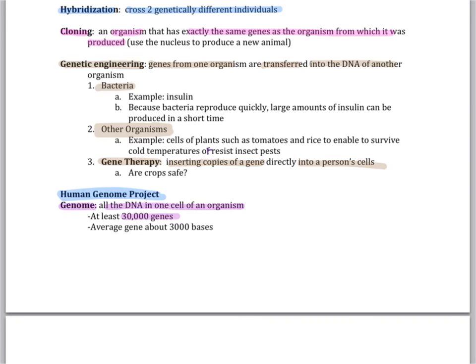Finally, a further area for research that you will have is the opportunity to examine the Human Genome Project. The genome refers to all of the DNA in one cell of an organism. The Human Genome Project has identified that there are at least 30,000 genes in the human body, and the average gene has about 3,000 nucleic acids or nitrogen bases in it. So this is a very long process, but an interesting one to do some further research on that you will have the opportunity to do very soon.